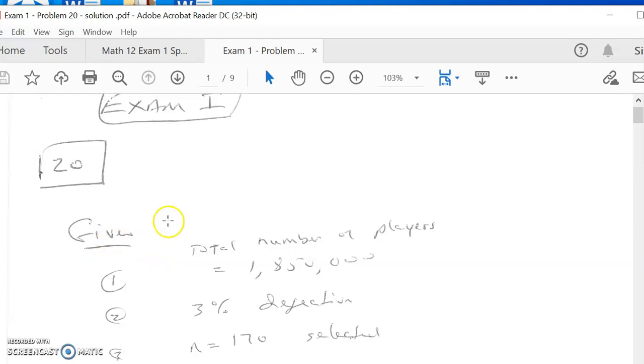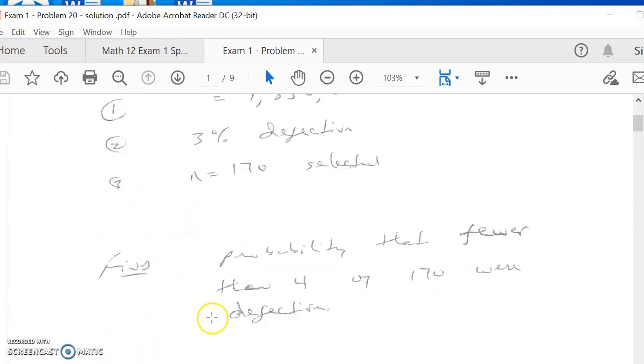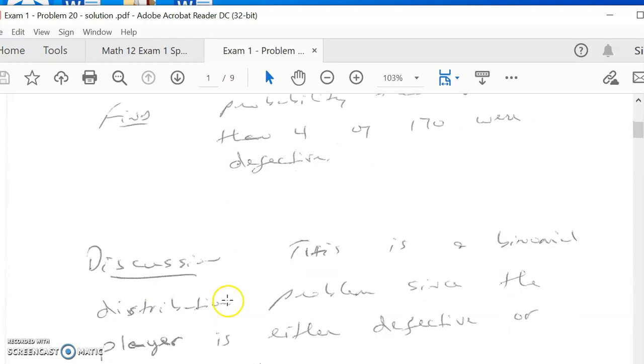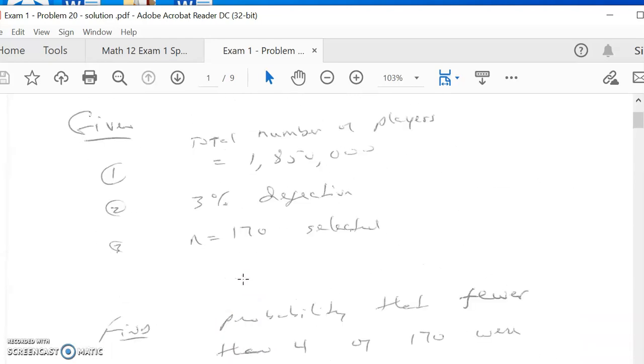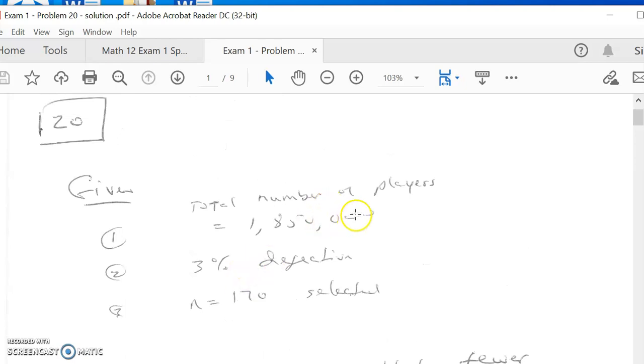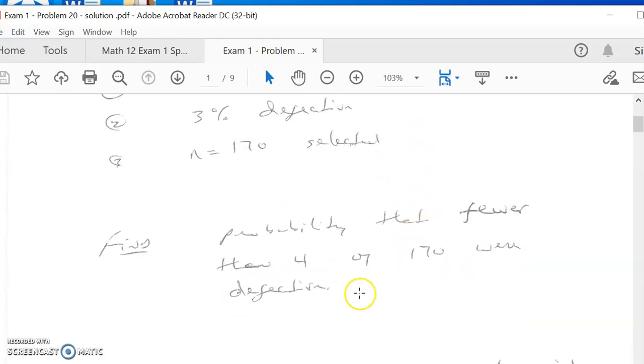It's always the same way in mine. Given certain information, I write down what I'm supposed to find. I write down a discussion. Typically, I'll write down formulas, and I'll explain them. So I'm going to give you a big hint here. Here's what I'm given. The total number of players, as I mentioned, we really don't use. We're also told that 3% are defective and n equals 170. That's what's selected. What are we supposed to find? The probability that fewer than 4 of these 170 were defective.